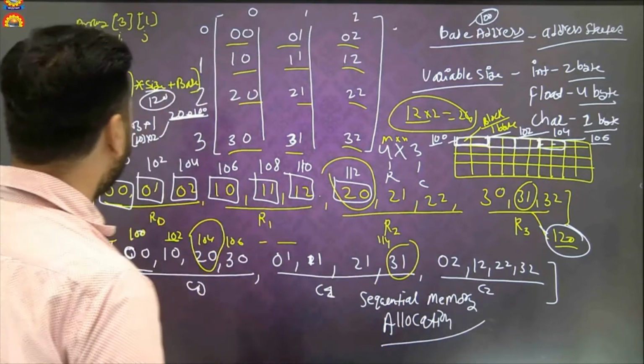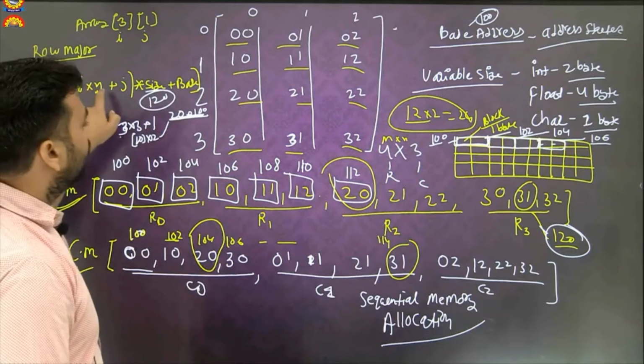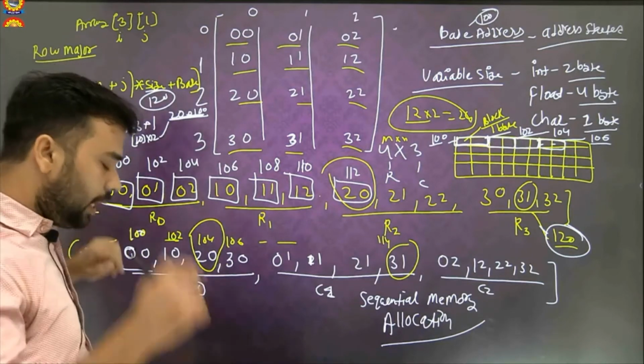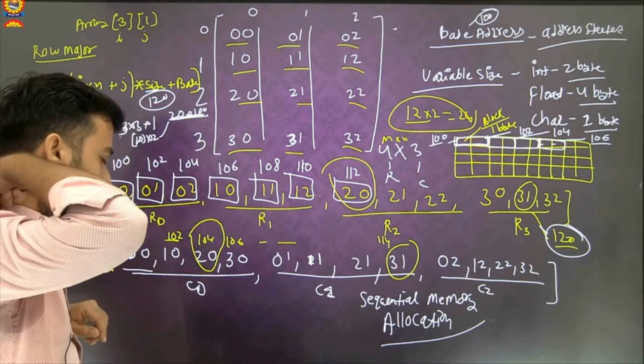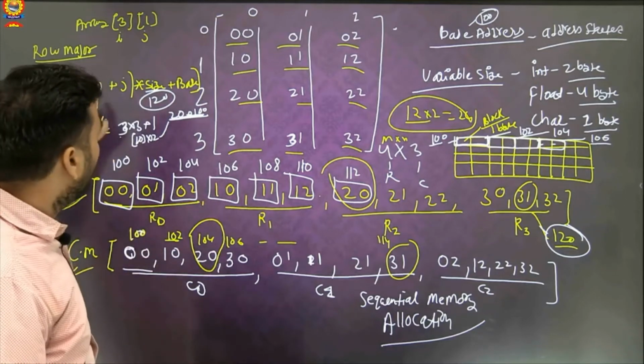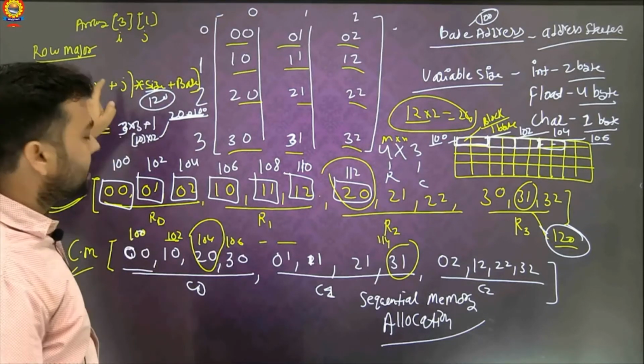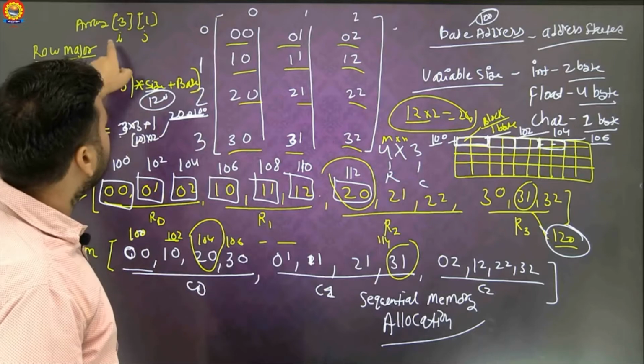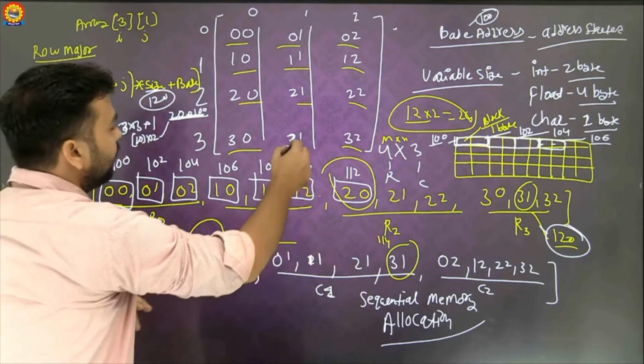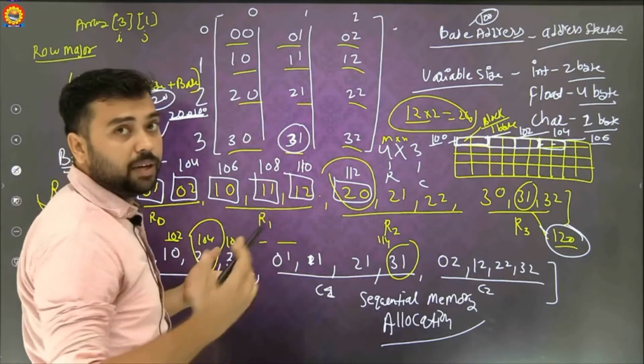So again, I repeat it. So i into n, what is i? In this example, i is the row. Then n is the number of columns. So we wish to move to 3 into 1. What is the element 3 into 1? This one. So how many elements do we have to travel?